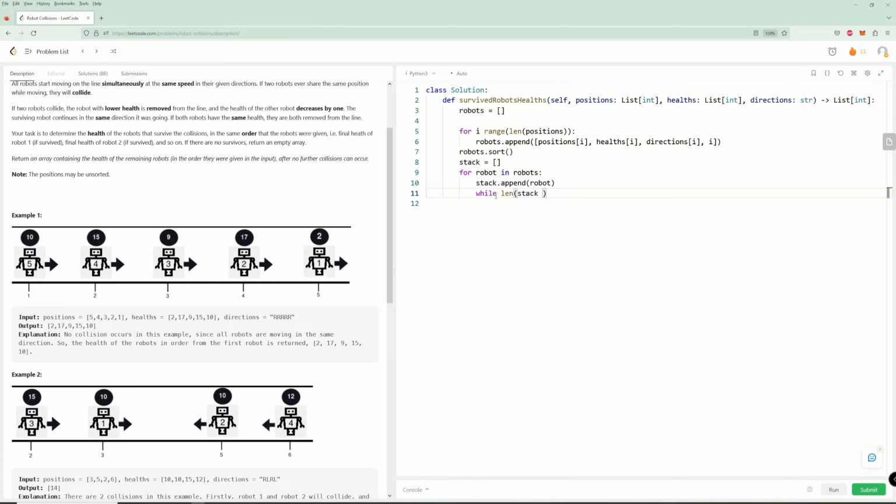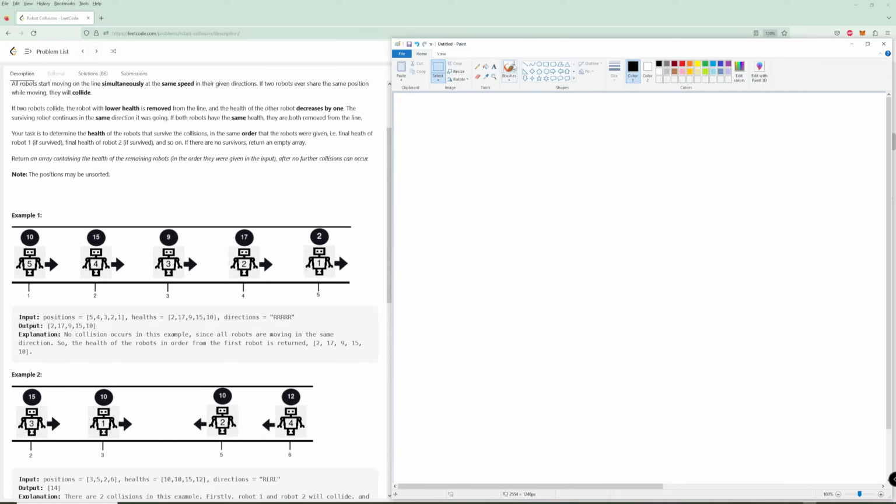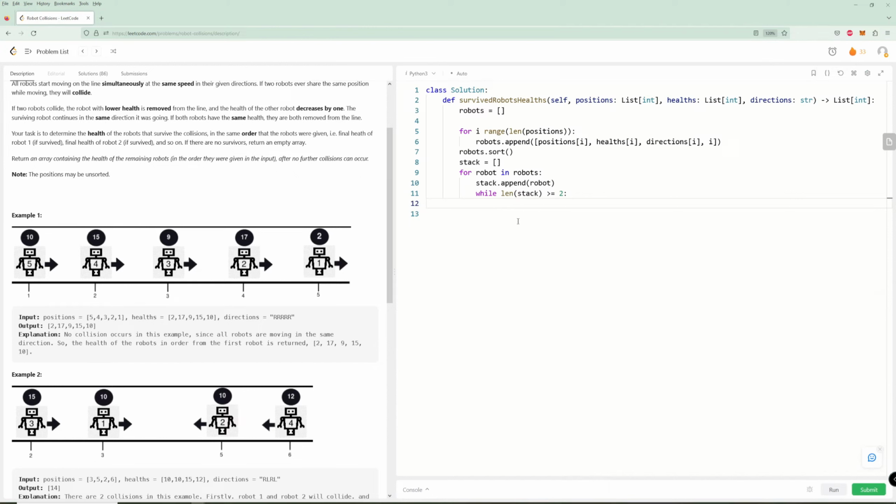Then we're going to check to make sure the length of the stack is at least 2, because you need 2 elements to have a collision. While this is the case, we need to take the second to last element and the last element, and make sure that they can collide. If there are a bunch of elements in the stack, like 1, 2, 3, 4, 5, remember that this element has to be facing right, and this element has to be facing left for a collision. Anything else, there wouldn't be a collision. So if there's anything else, we can just break this loop.